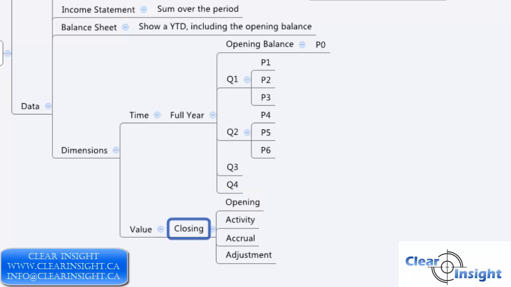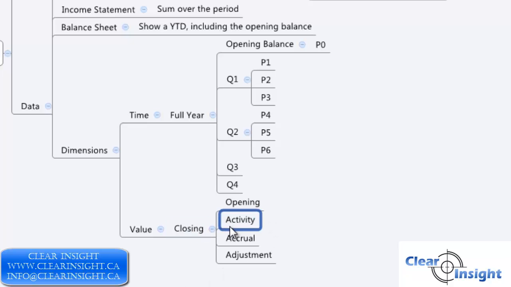Now, if we're looking at an income statement account, there's probably no opening balance because you don't need it. The activity is just whatever happened. And we might not need an accrual, we might not need an adjustment. So if we're storing all of our data in activity for an income statement account, it rolls up nicely to give us our closing balance.